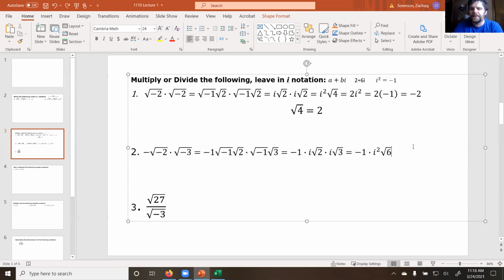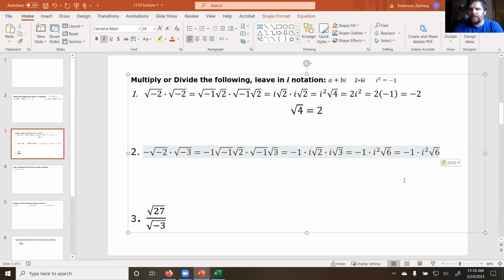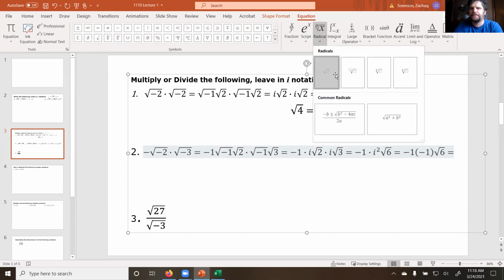Okay. And then as John mentioned, i squared is -1. So my problem becomes -1 times -1 times √6, which is just √6. And √6 is not a nice square root.